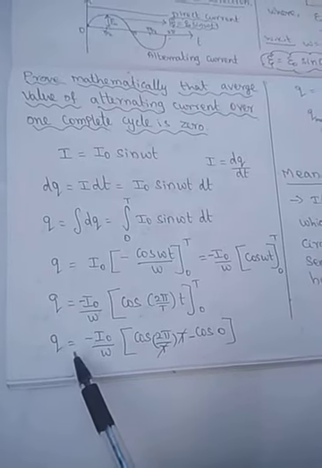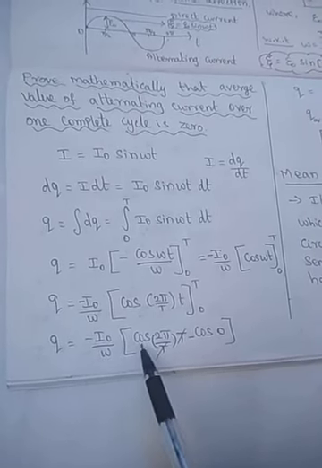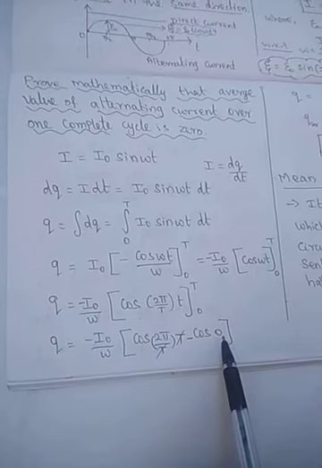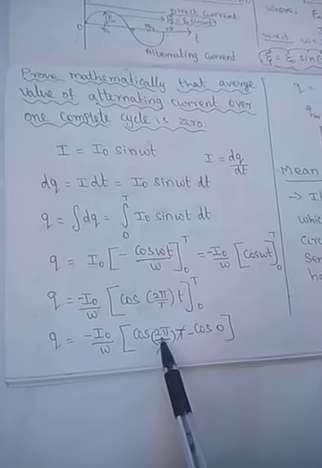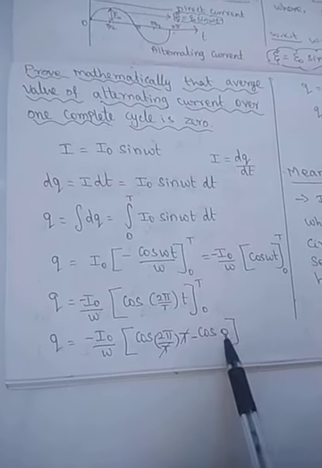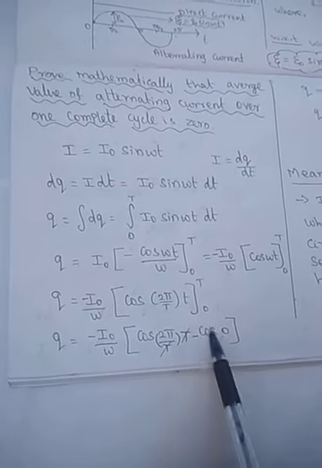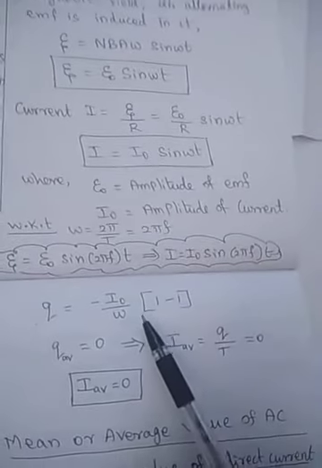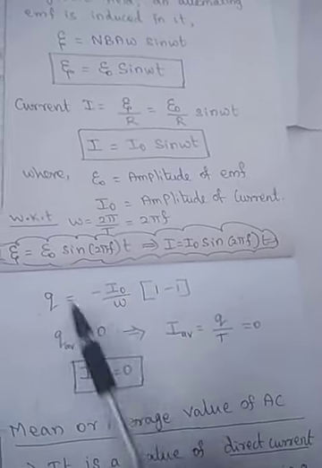So q is equal to minus I naught by omega, cos 2 pi minus cos 0. What is cos 2 pi? It is 360 degrees. So cos 2 pi, 360 degrees, is 1, and cos 0 is also 1. So 1 minus 1 becomes 0. So the charge value is 0.